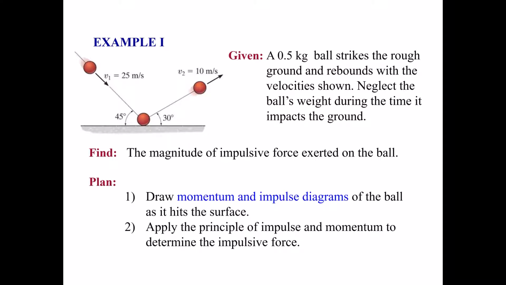Okay, so we'll look at an example. We have a 0.5 kilogram ball that strikes a rough ground and rebounds with the velocity shown, okay? Neglect the ball's weight during the time it impacts the ground. So the assumption here is that the force due to the ball's weight is going to be very small compared to the deceleration force here, okay? So we're looking for the magnitude of the impulsive force exerted on the ball.